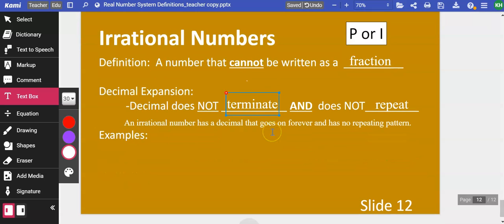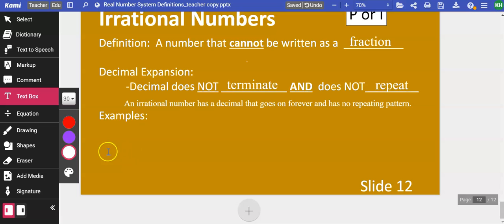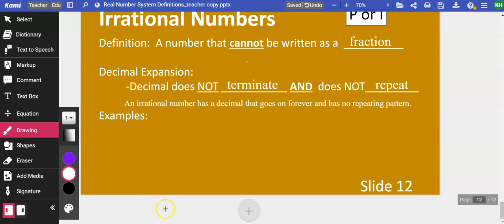So let me give you some examples. So I'll go down to the drawing tool, and the first example that I'm going to show you is pi. And pi is equal to 3.1415926, and it goes on forever. So this is an example of an irrational number because there's no pattern and the decimal never ends. It goes on forever.